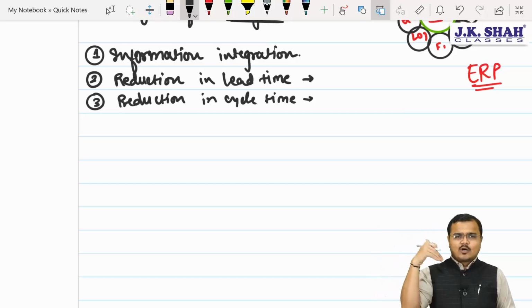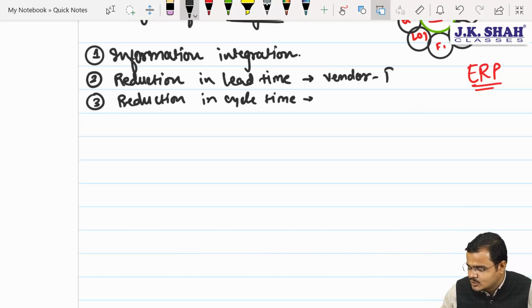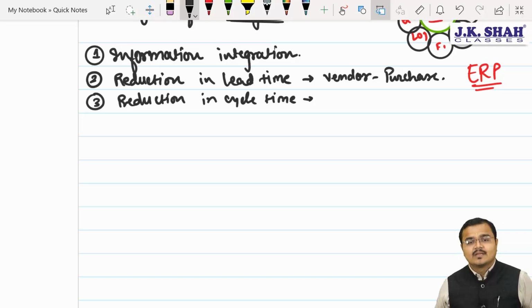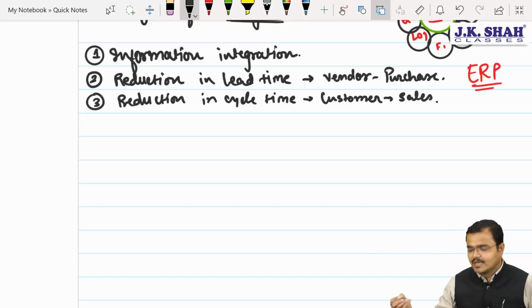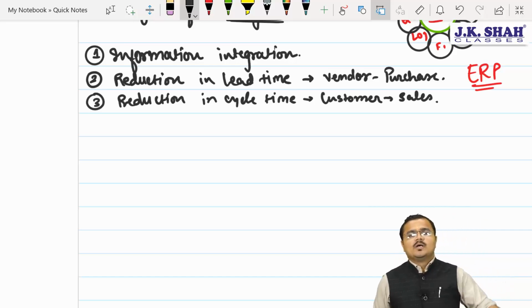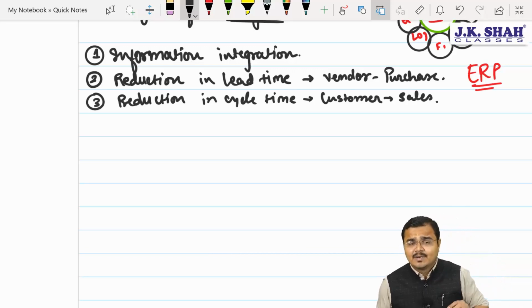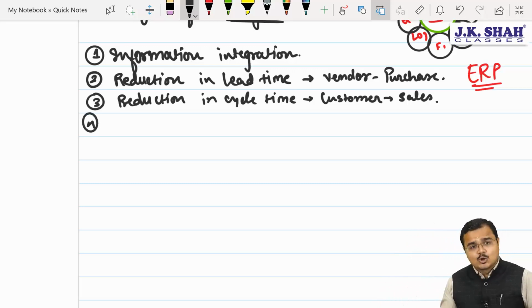So in order to make this concept very easy, lead time is purely related to the vendor, which we already discussed as related to purchase, correct? Yes, sir. And cycle time is related to the customer, and therefore related to what? Purely sales. Do you agree with me? Yes, sir. So number 1, it's information integration. Number 2, a reduction in lead time. Number 3, a reduction in cycle time. Agree? Yes, sir. The 4th benefit which we enjoy under the ERP system is on-time shipment.